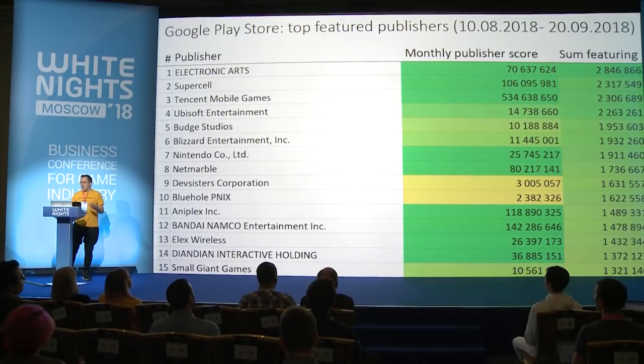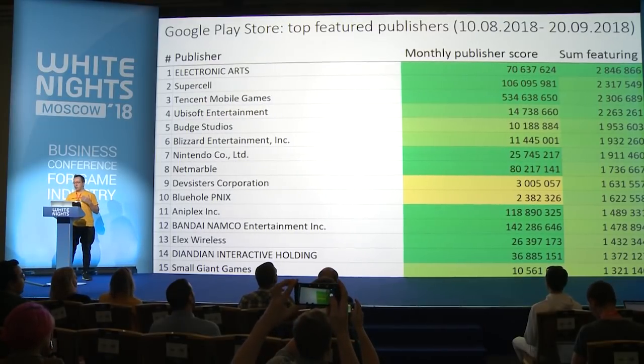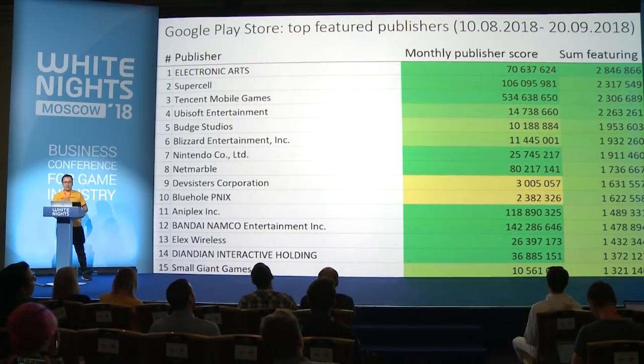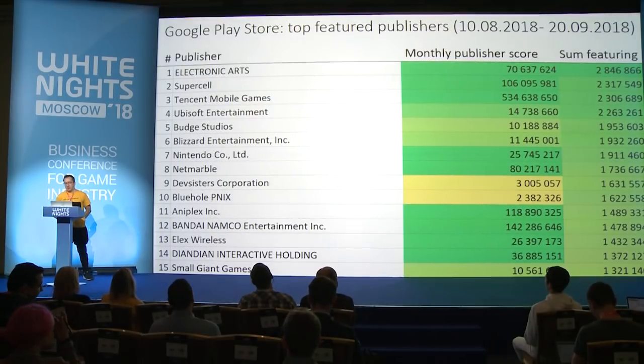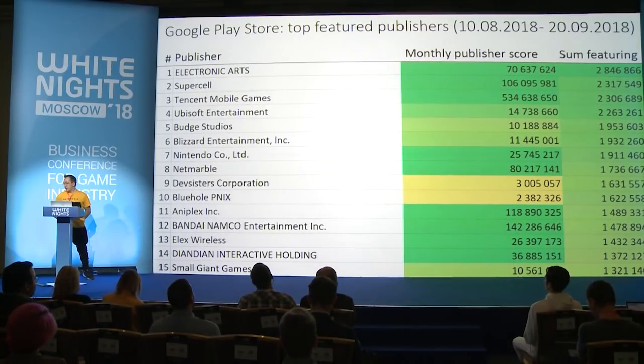Why do we make this sum? Because it allows us to compare publishers that generate a huge revenue and a little amount of installs, or vice versa, a huge amount of installs and really a tiny revenue. We can compare them on a single axis, and actually it works quite fine. So we see that the biggest support from Google Play Store in September in this specified time period has Electronic Arts, then Supercell, Tencent, and so on.